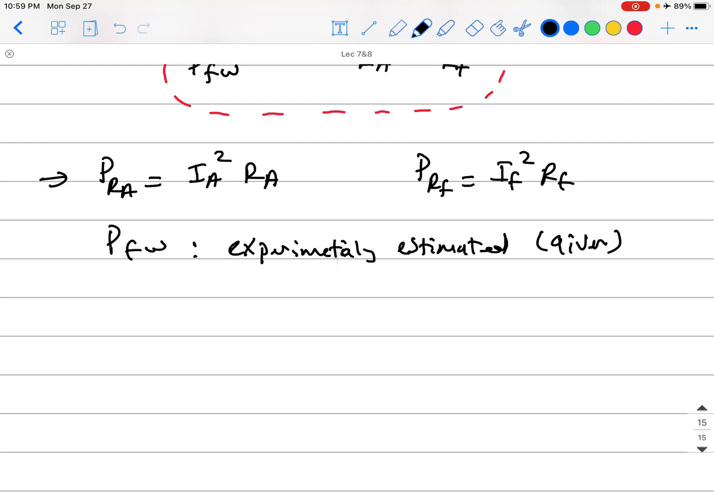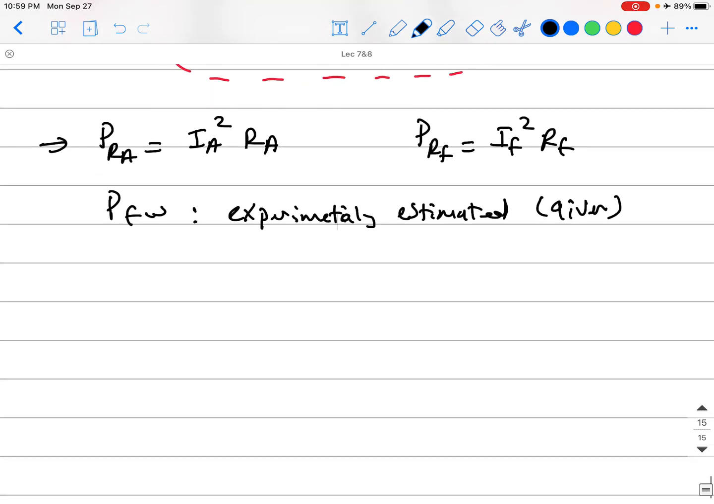And this amount actually is not that much. The friction and windage loss is not usually a very high number. But you cannot have a mathematical equation for it. It's all empirical formulas coming from experimental estimations. Okay, guys? So these are the 3 types of power losses we have in DC machines: the copper losses on the rotor, on the armature, the copper losses on the field winding, and the friction and windage losses. Okay?